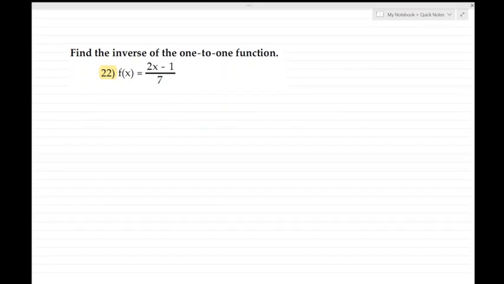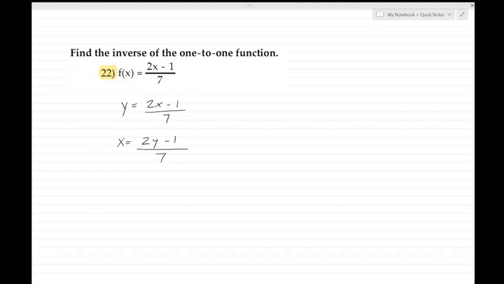Next, find the inverse of the one-to-one function. Okay, so remember, step 1 is to turn the f of x into a y, simply so that it is easier for us to tell the variable apart instead of the f of x. Step 2, we're going to swap the x and the y, so 2y minus 1 over 7, and then now we're going to solve for y.